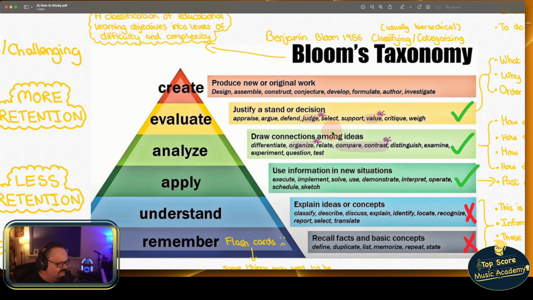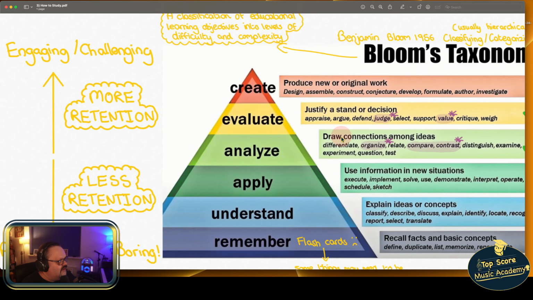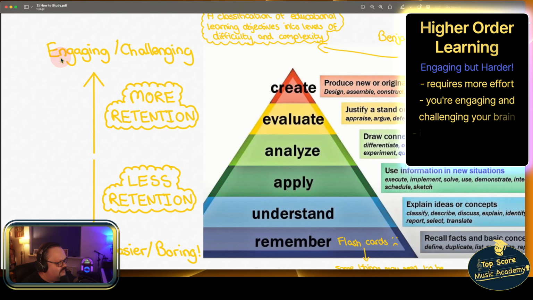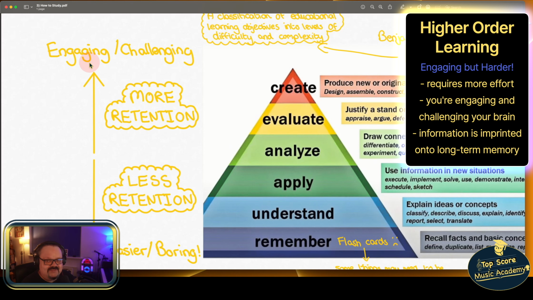So what's the problem with this then? Why doesn't everybody do this? Well, unfortunately, the higher up you go, the more engaging it is, yes, but the more challenging it is. I don't have to ask how many of you find doing your GCSE composition or your A-level composition hard. You all know how hard that is. And if you haven't done that yet, you're going to find out. It is quite challenging because there's a lot of engagement required. You really have to engage with the material and engage with your composition.